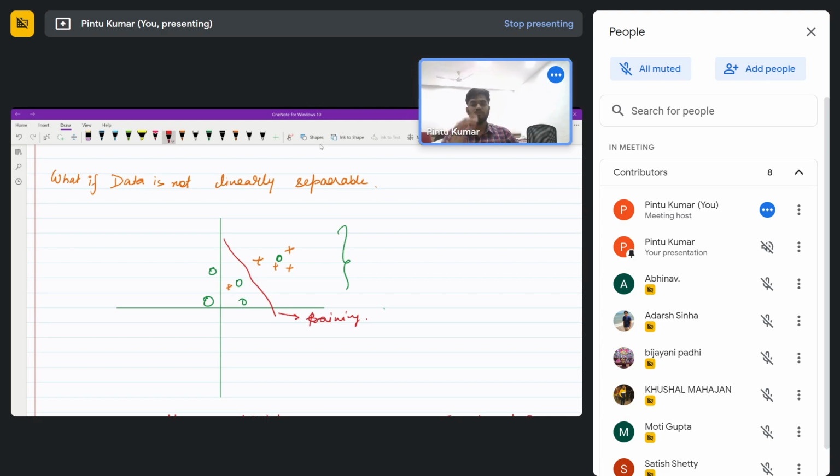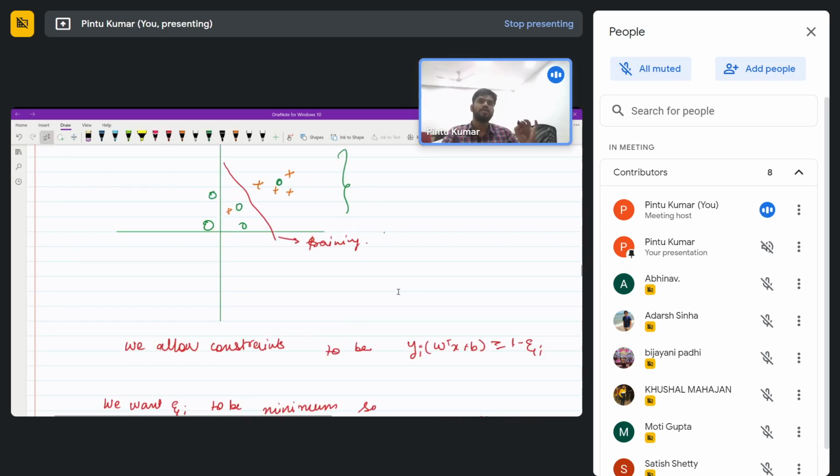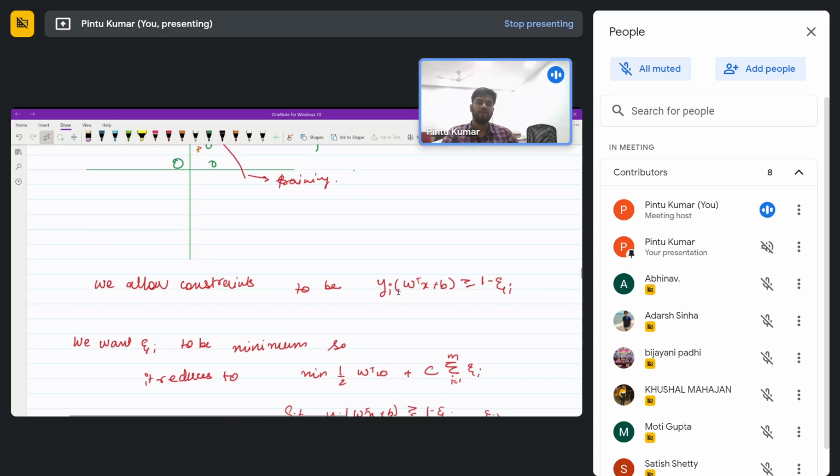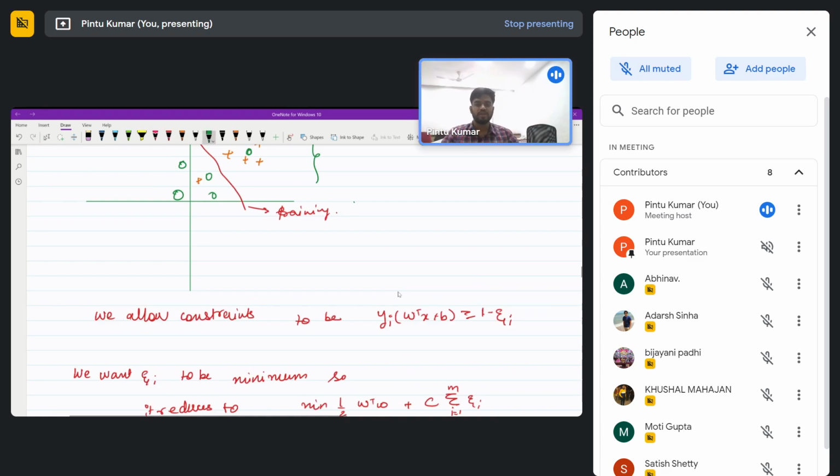Okay. So what we do to tackle these kinds of situations is we allow some error in the classifier. Earlier what we were assuming is that yi (w transpose x plus b), where the sign of b can change, is greater than or equal to 1. This is what we were assuming. Now we allow this error to creep into it.